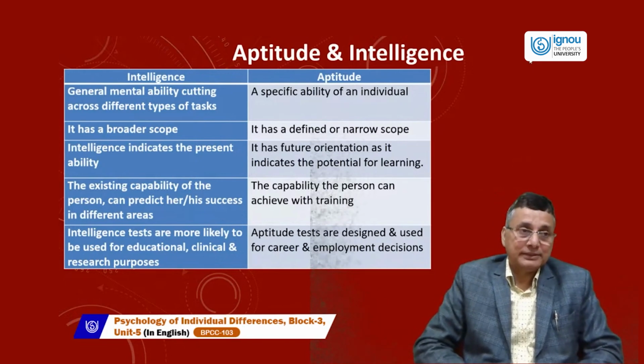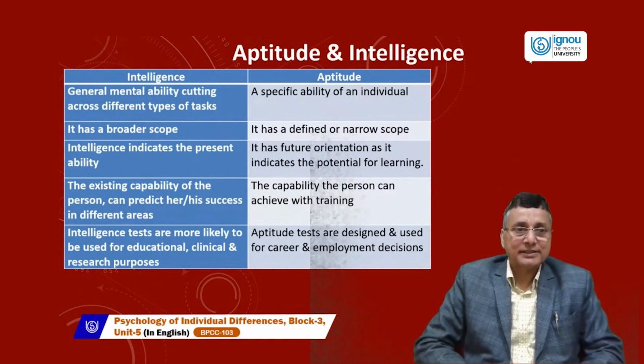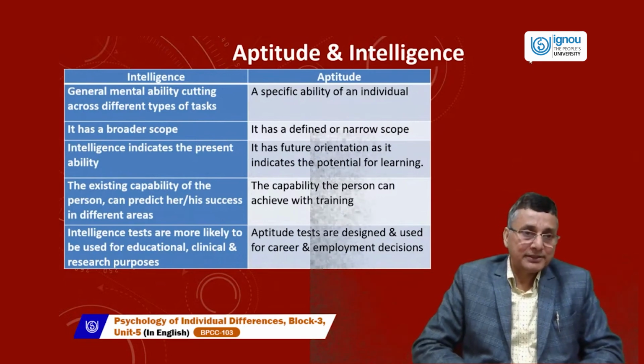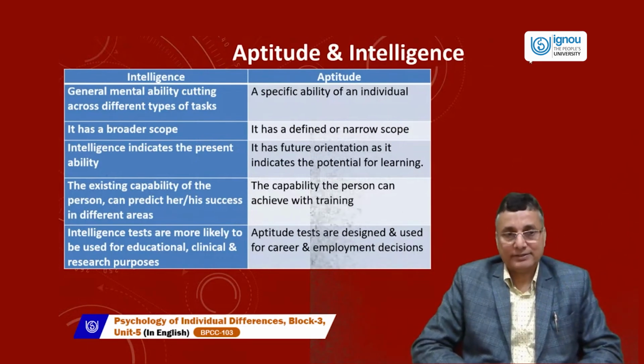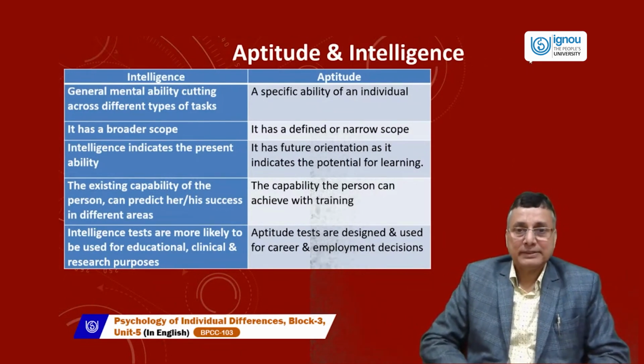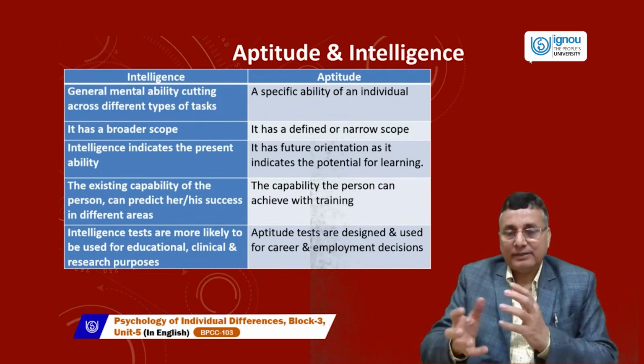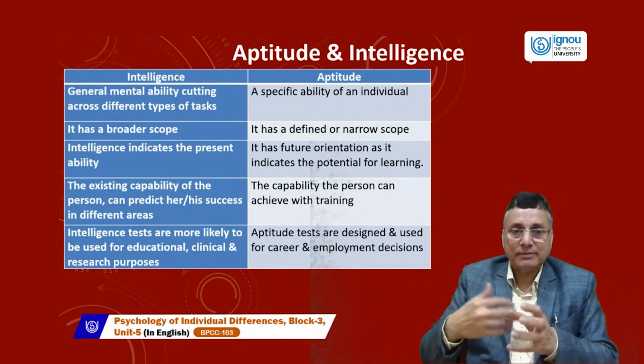IQ, intelligence, has a broader scope, whereas aptitude has a defined and narrow scope. Intelligence indicates the present ability, whereas aptitude has future orientation as it indicates the potential for learning. Intelligence, the existing capability of the person, can predict his or her success in different areas, not in a particular area. Whereas aptitude is the capability that the person can achieve with training. So the person may undergo some training and may become capable.